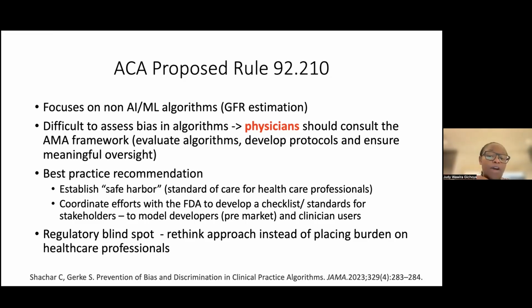And so the best practice recommendation this rule proposes is to say, well, let's establish a safe harbor and a standard of care, and then coordinate with the FDA, which has a lot of work to develop a checklist. Every time you're stranded and you don't know what to do, you come up with a checklist or a standard, and this is going to mitigate bias. And then this is going to be shared to model developers and clinical users. And the blind spot here is really to overall rethink the approach, instead of placing the burden on healthcare professionals, which I guess is easy to penalize, but that's what's happening.